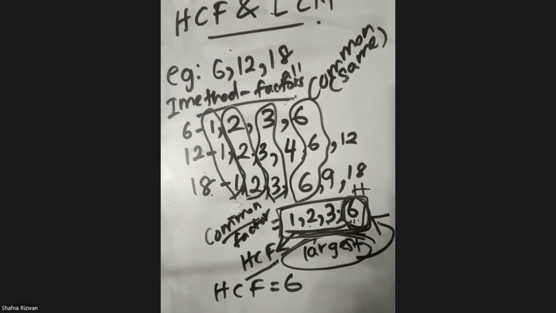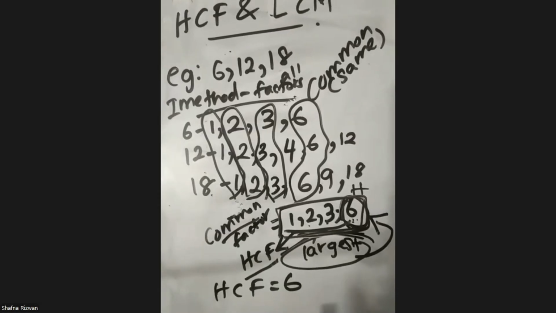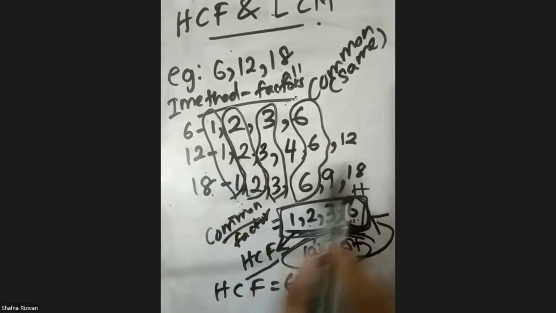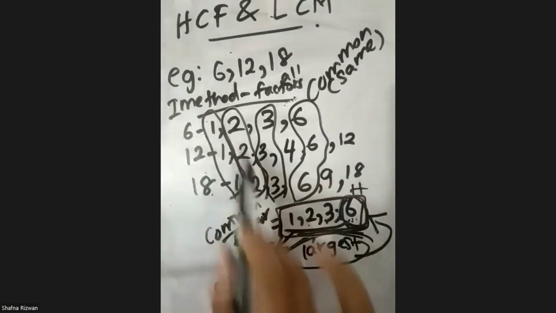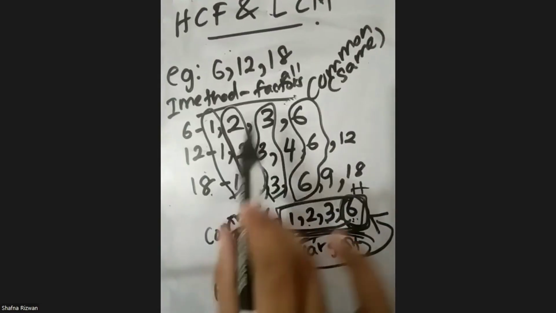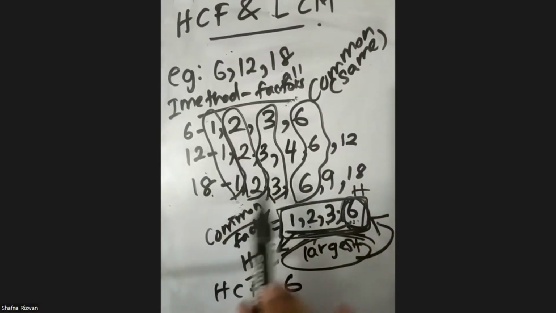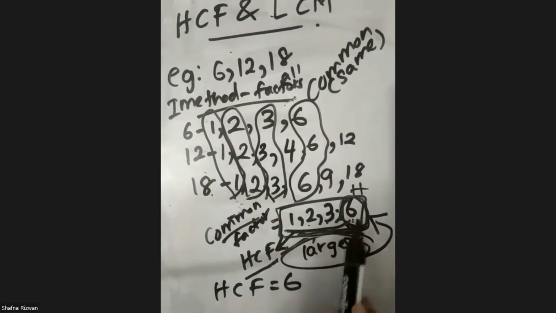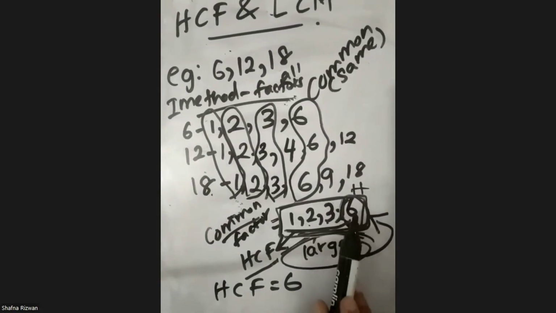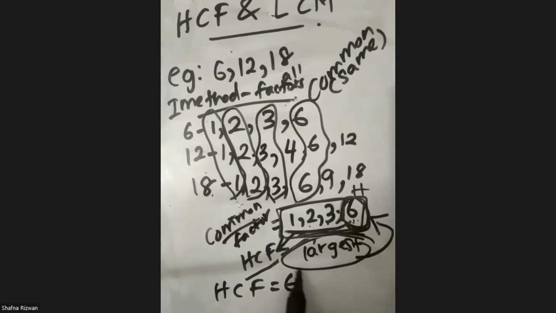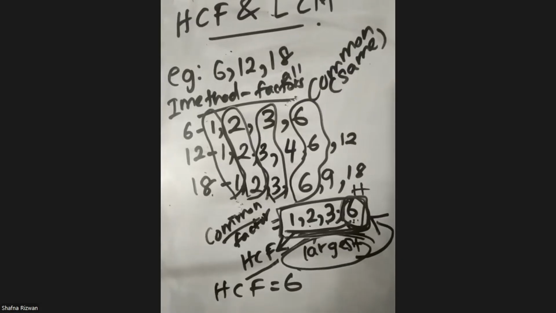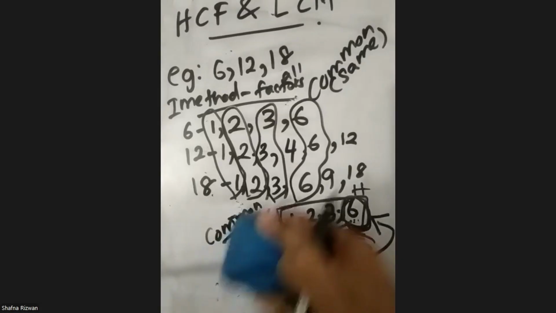Now, did you all understand how to find the highest common factor by using method 1? First of all, you have to write all the factors and find the common, the same factors, and circle all the same factors. After that, write it down and see what is the largest common factor that you have, that is 6. So that will become your highest common factor of these numbers. Did you understand? Yes. Okay.